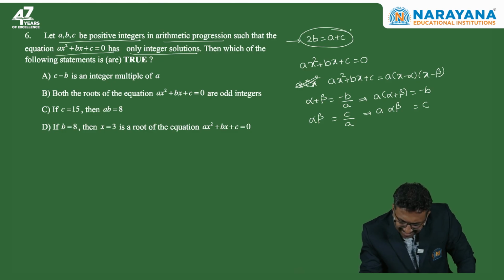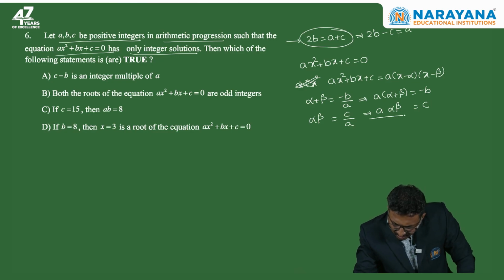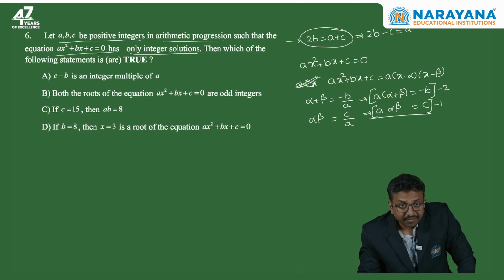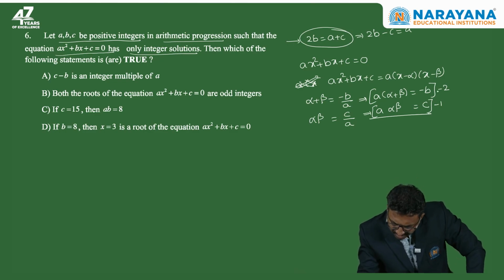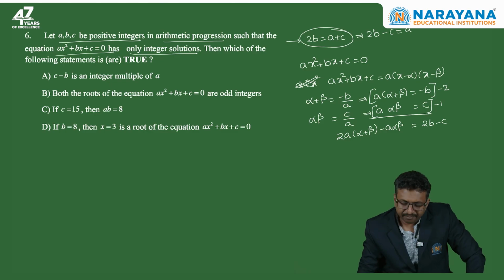And what is the connection between b and c? 2b minus c is equal to a, right? 2b minus c is equal to a. So I'll multiply this with minus 2, and I'll multiply this with 1, and add them, right? So if you add this, 2b minus c is equal to 2a times (alpha plus beta) minus a alpha beta.